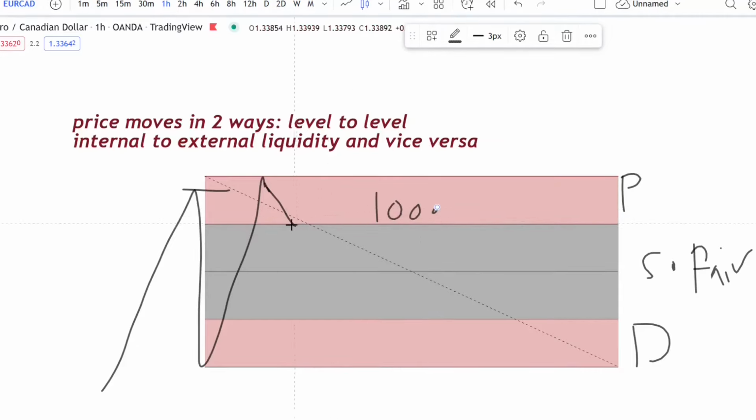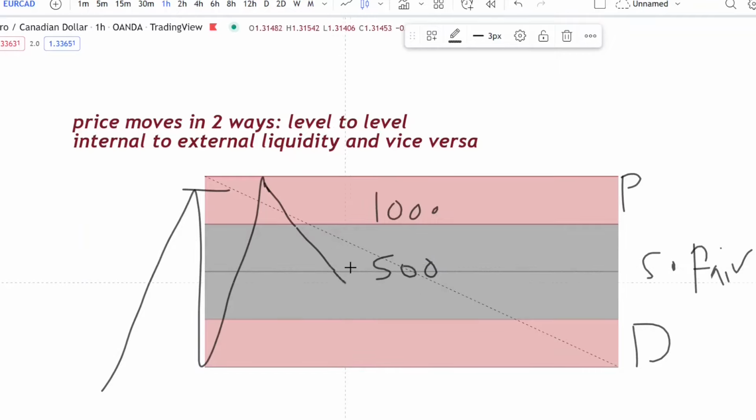This t-shirt right now, when price is right here in a premium zone, costs $1,000. So if you want to purchase this t-shirt, it will cost you $1,000. As price gets lower and gets to the fair price, the 50%, let's say this t-shirt is globally at X price, and we'll say X is 500. So this t-shirt at a fair price is $500.